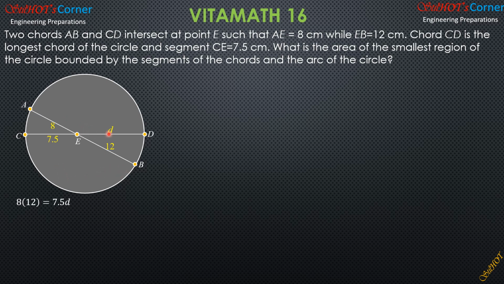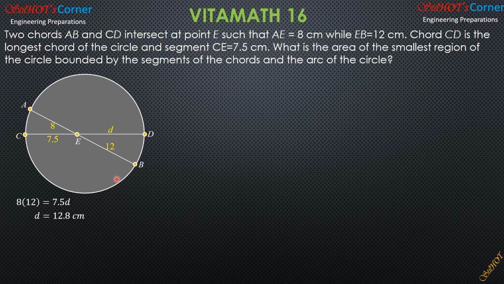So 8 times 12, the product of the segments of one chord is equal to the product of the segments of the other chord, 7.5 times D. So D therefore is 12.8 cm. Therefore, 12.8 plus 7.5 would be 20.3 centimeters, which is greater than AB, the other chord. So this CD indeed is the longest chord, and it is 20.3 centimeters, greater than 20 cm.